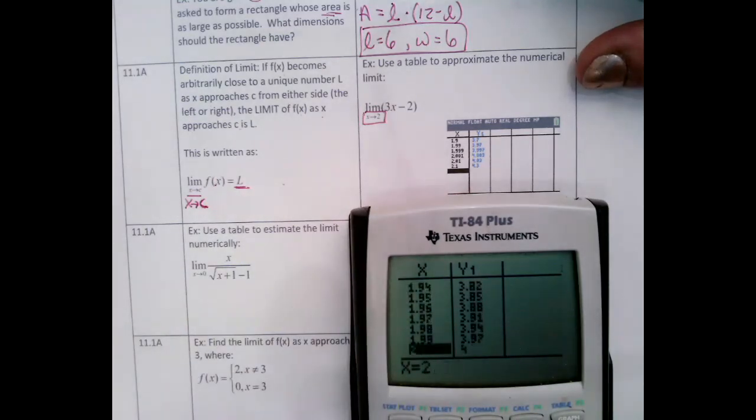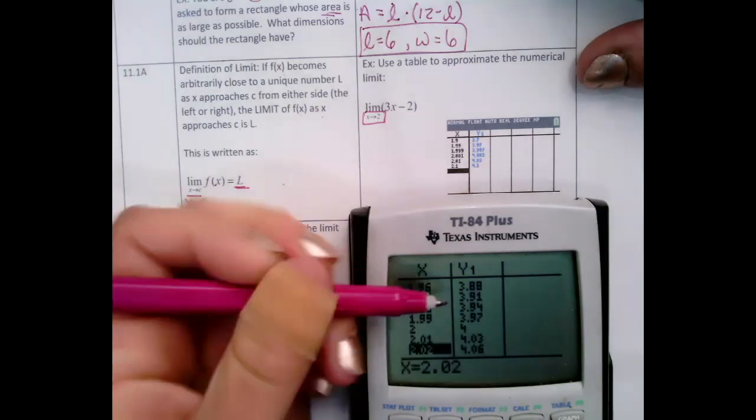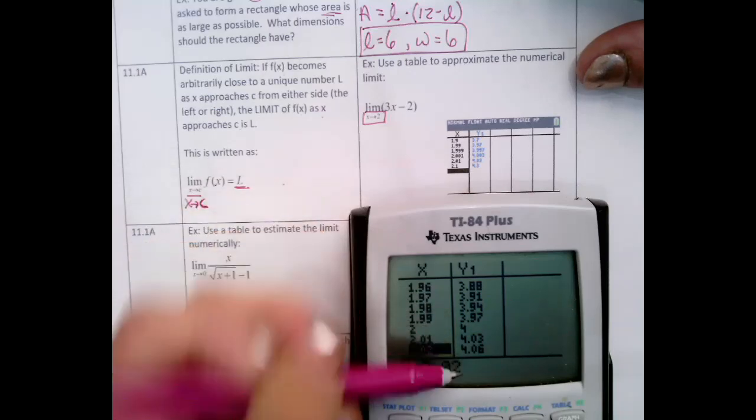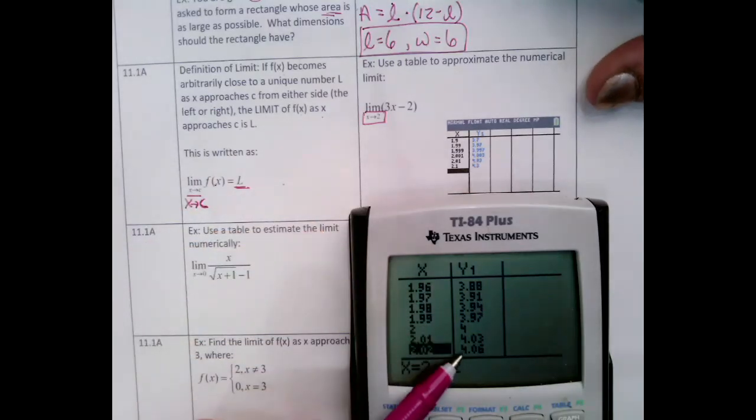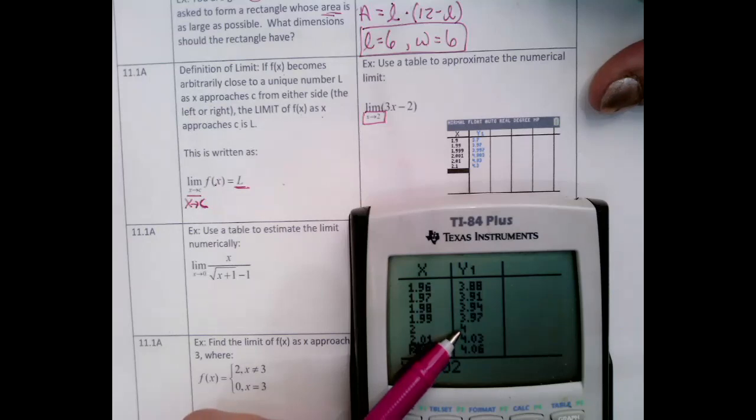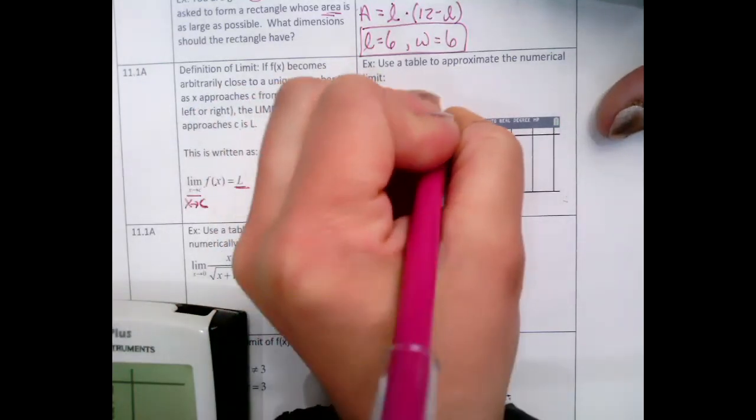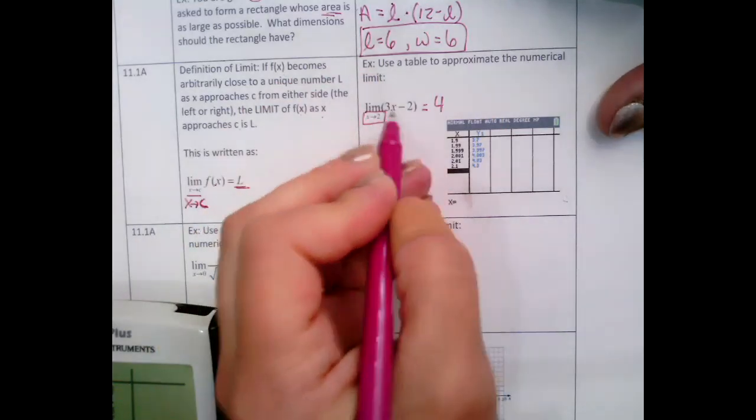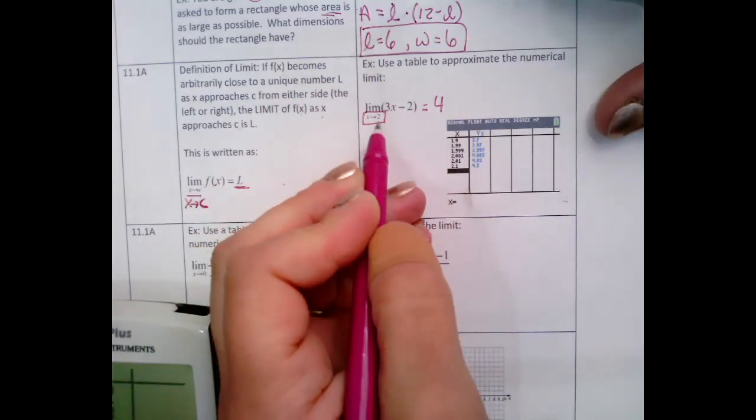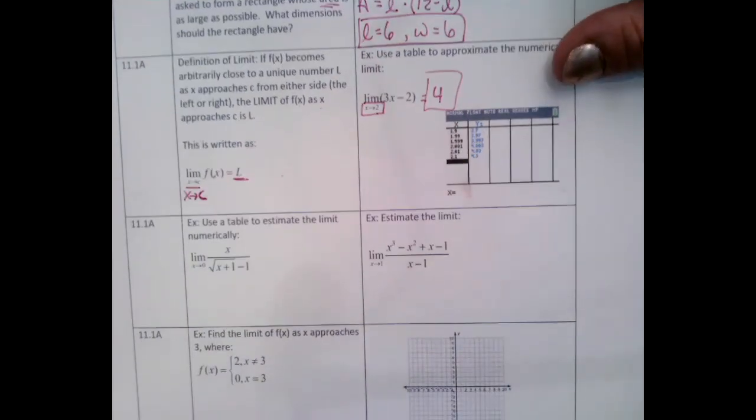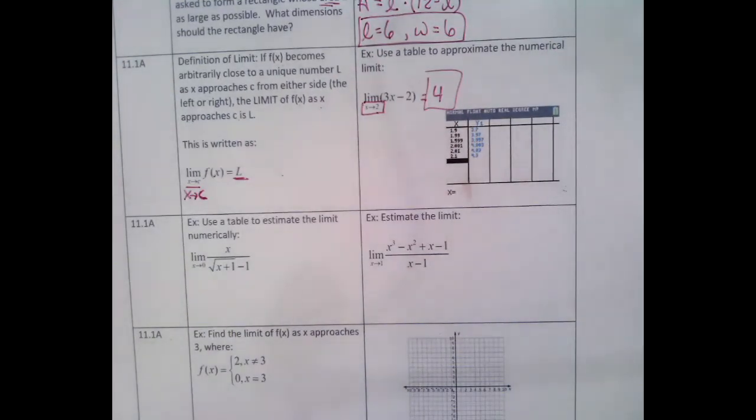We want to see, as we get to 2, what are we getting closer and closer to? Well, if we look at it coming from this side, we're getting really close to 4. And if we look at it from the right side, we're getting really close to 4. So our answer is going to be 4. The limit of some function as x gets really close to 2 is 4. That's our answer. So we're seeing what number we are getting close to.